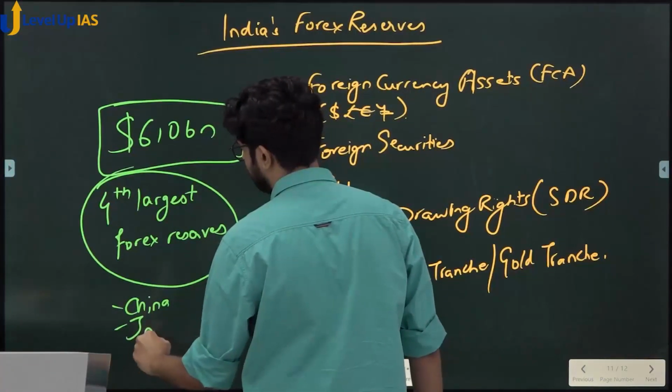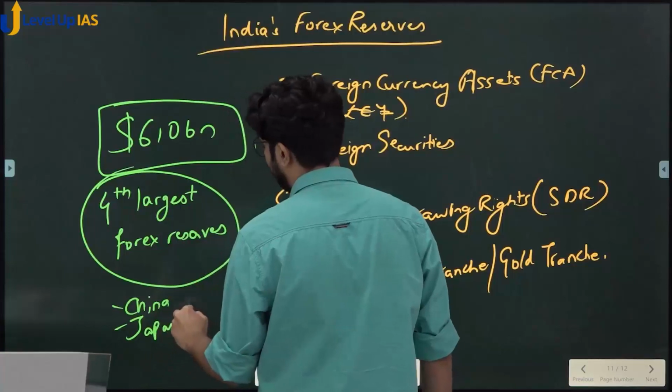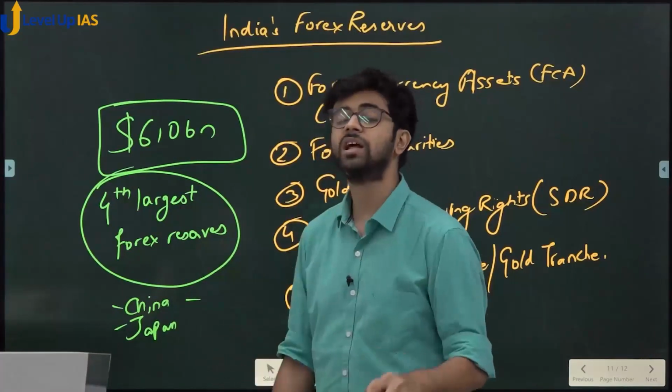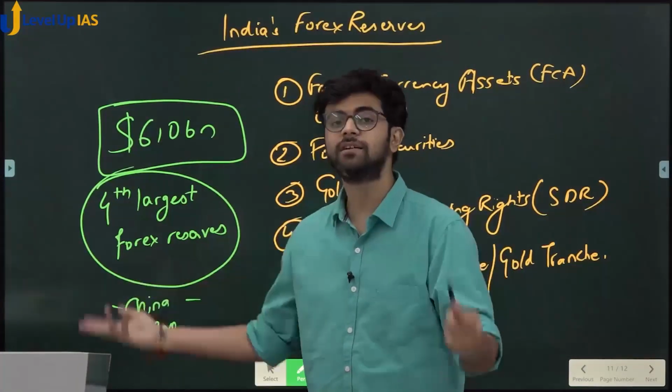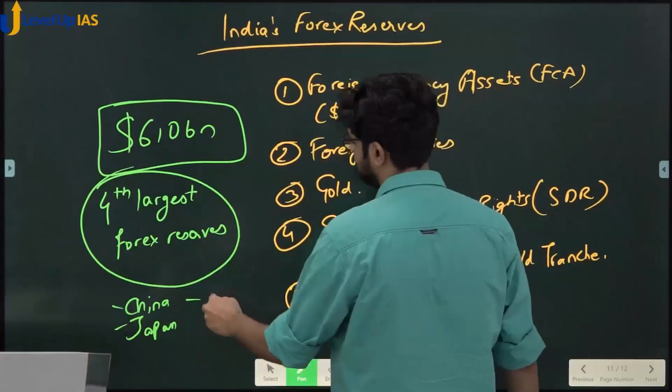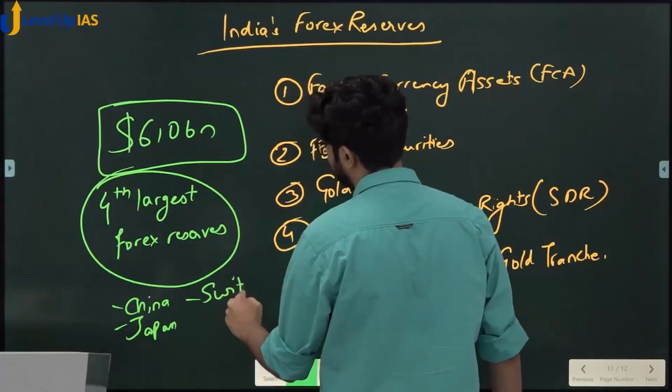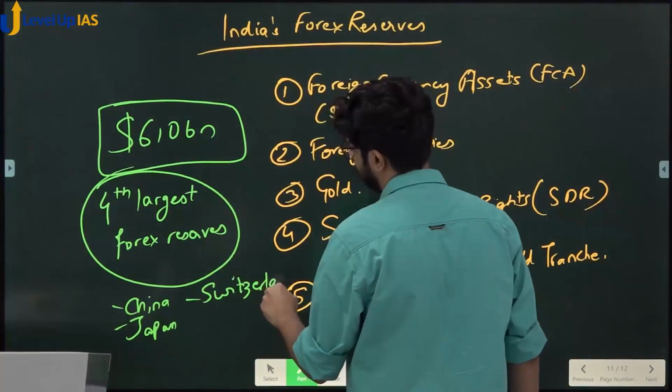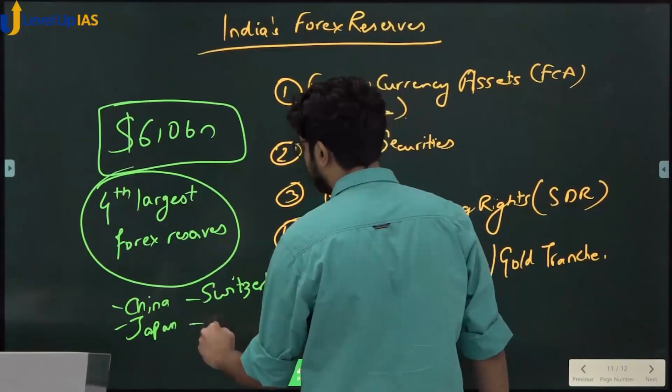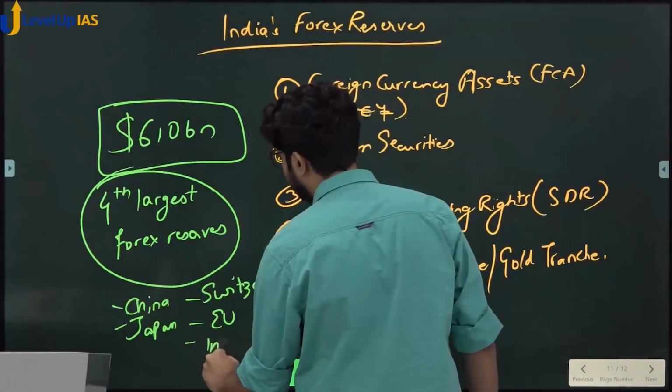China? USA नहीं है, सोचो. Why USA नहीं है? Because it has dollar as its currency. उसका currency ही reserve है. China, Japan, and here comes the dark horse, Switzerland, and then India. Actually, then EU आता है, and then India comes.